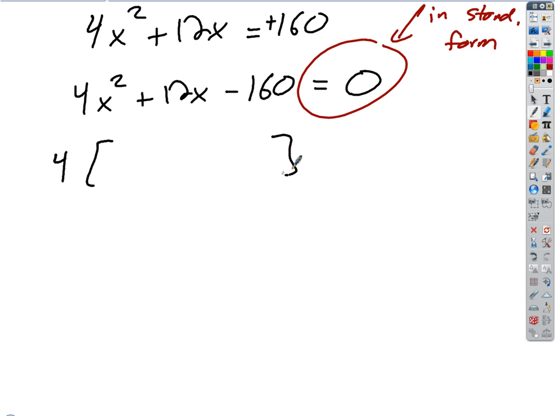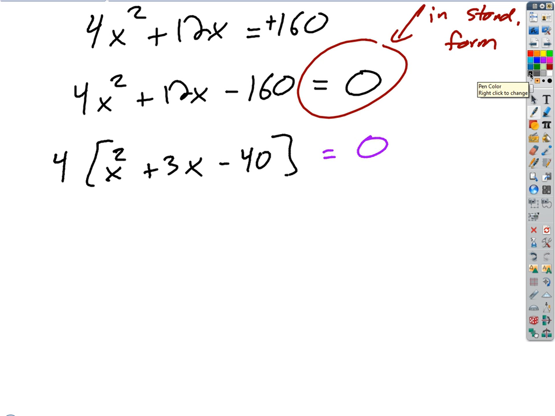If I factor out a 4, undistribute a 4, what's left over? First term is going to leave me with x squared, good. Second term is going to leave me with 3, good, because 4 times what is 12? So 3, and I need an x, right? And then the last term, negative 40, good. Okay, and then I've got all that stuff equals 0, right?